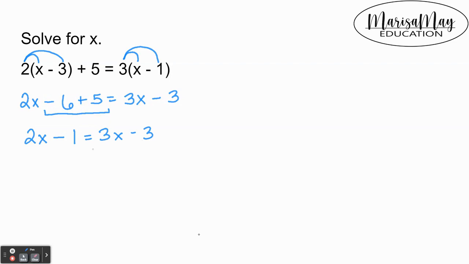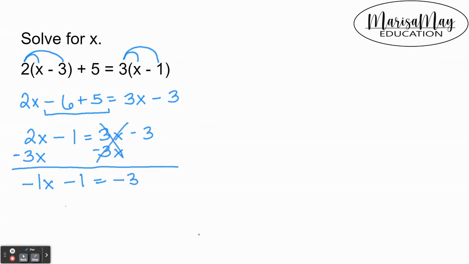So I'm going to move this 3x, and the way I do that is to subtract 3x from both sides. You'll notice that I'm lining up that subtracting 3x part underneath the 2x because they are like terms. They have the same variable. Now we subtract. So 2x minus 3x would give me negative 1x minus 1. Over here on the right, 3x minus 3x, those go away, and I'm left with negative 3.